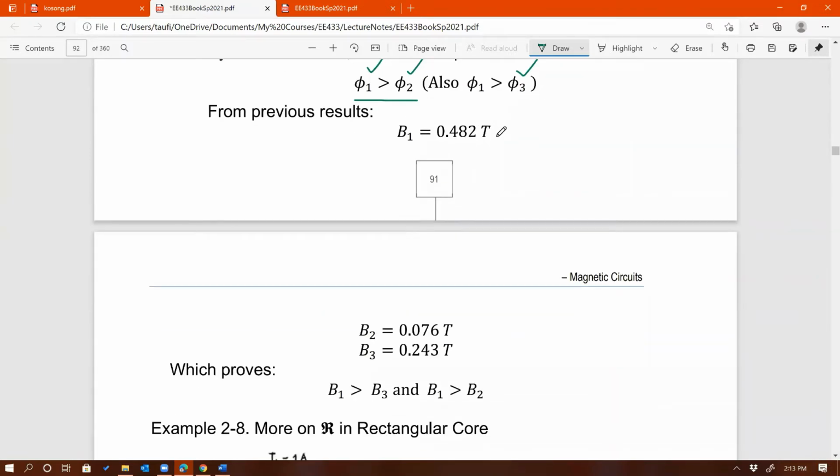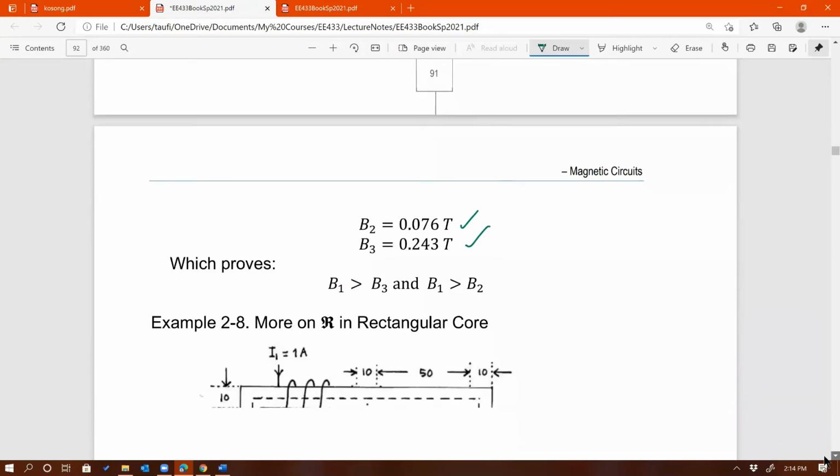And in terms of flux density, the left side is going to be 0.482. Then the right side is 0.076, and the one in the center is 0.243. Okay. Any questions on this?